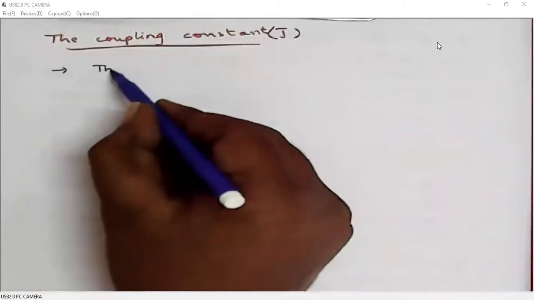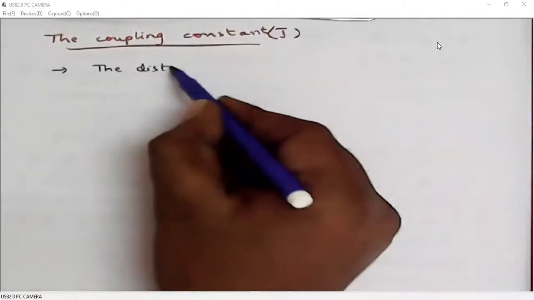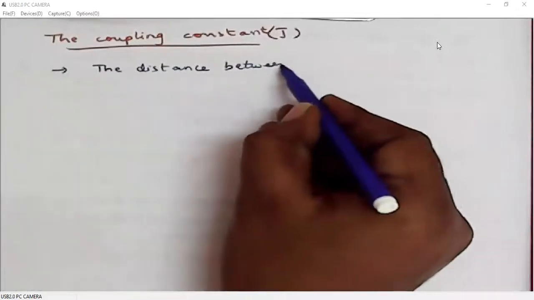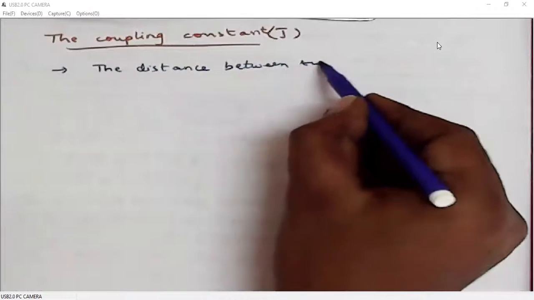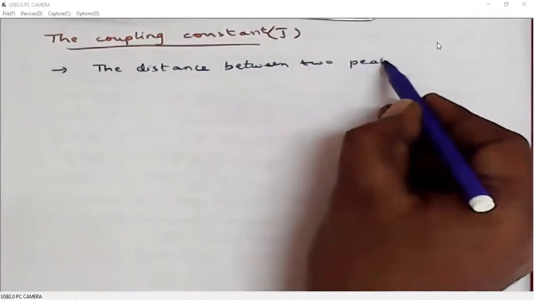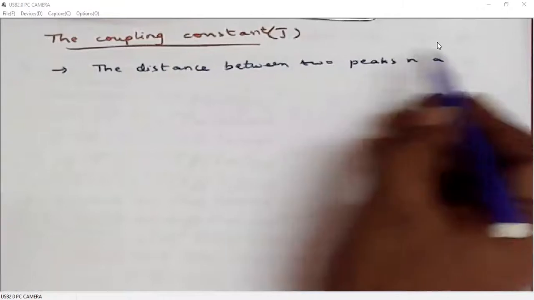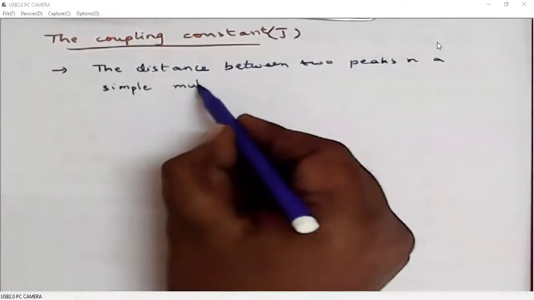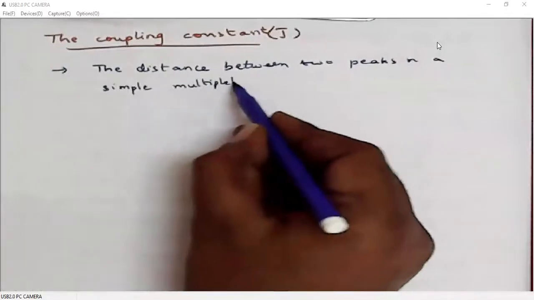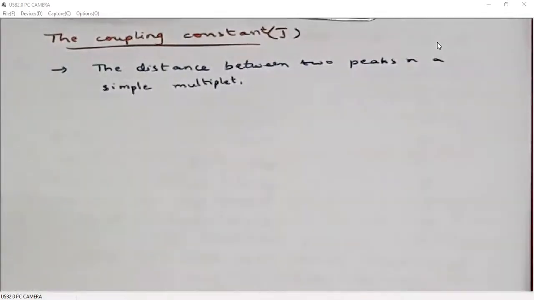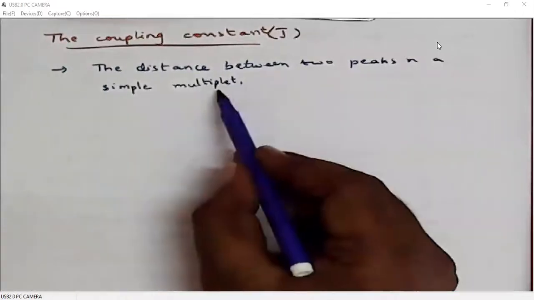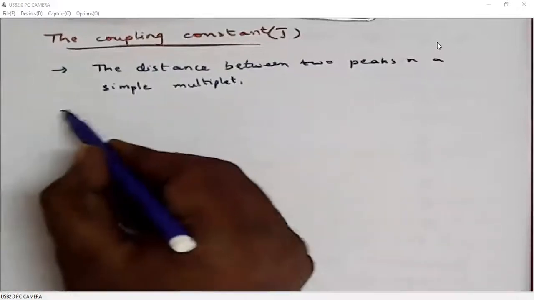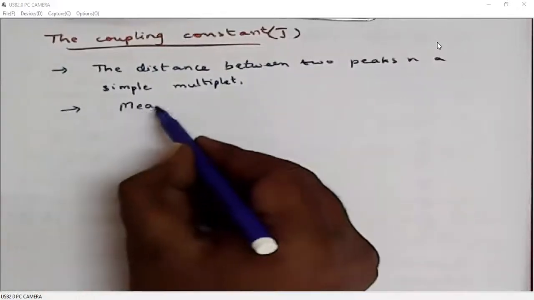Generally, it is the distance between two peaks in a simple multiplet. So when a multiplet is there, the distance between two peaks in a multiplet is called the coupling constant. It is measured in hertz.